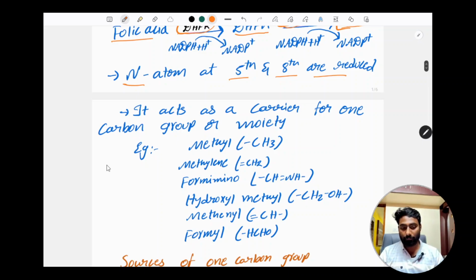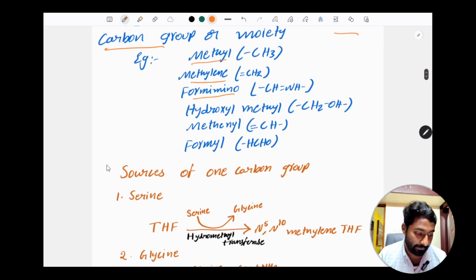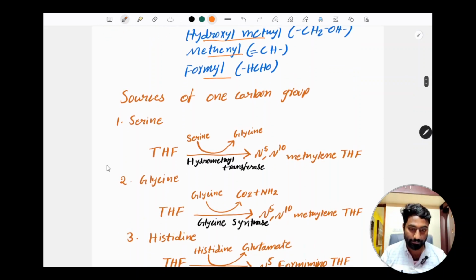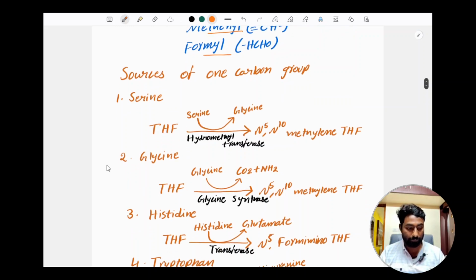The main role of folic acid is with the help of one carbon groups. What are these one carbon groups, students? They are the methyl group, methylene group, formimino group, where you will see this in the conversion of histidine to glutamate, and the hydroxymethyl group, methinyl group, and formyl group. Now we will see different sources from which these one carbon groups are produced.